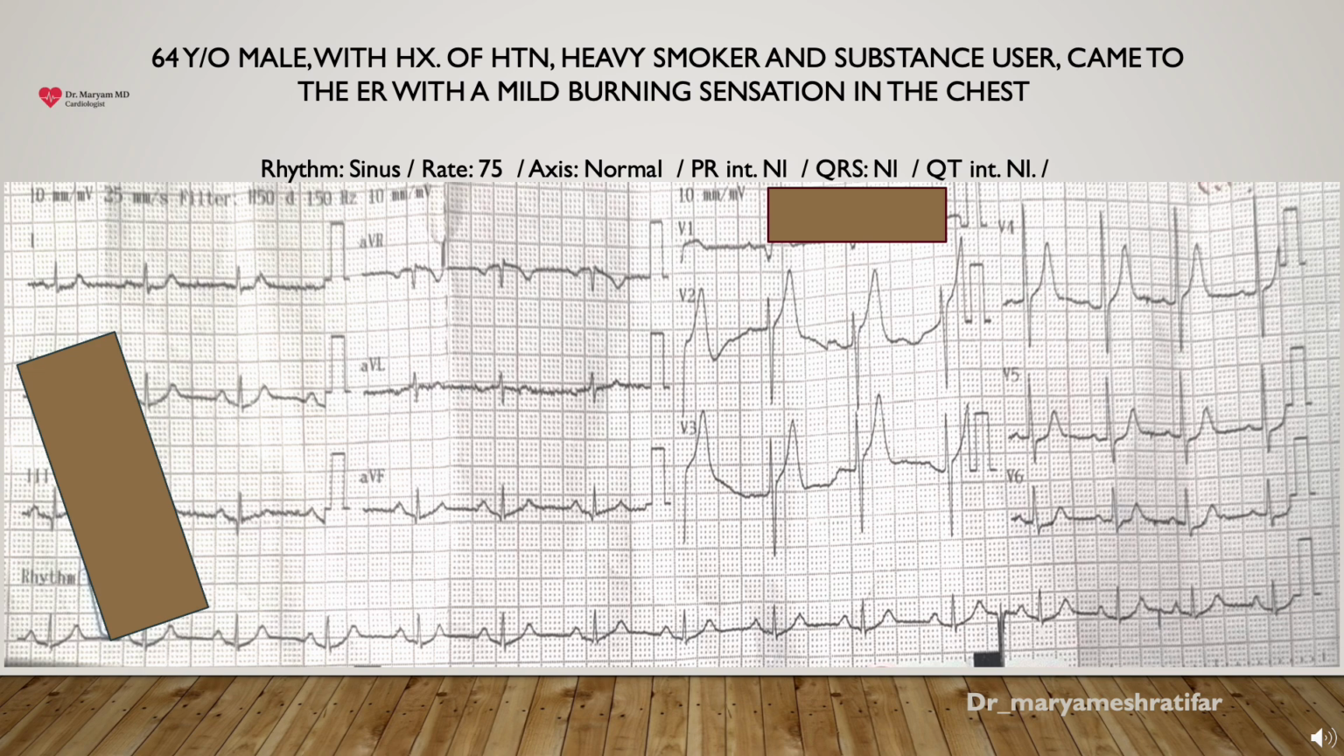So, we have a 64-year-old male with a history of hypertension who is a heavy smoker and substance user, presenting to the emergency department with a mild burning sensation in the chest. Here you can see the initial ECG. Let's take a quick review of the basic principles of ECG interpretation.